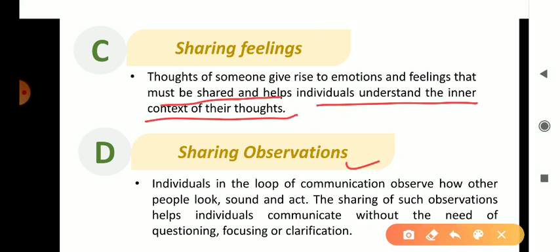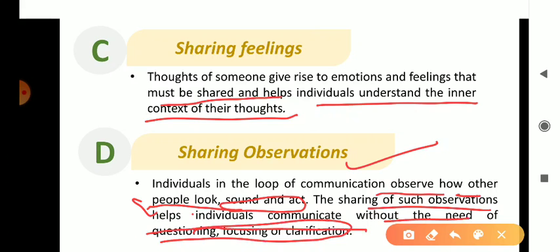Next one is sharing observation. Individuals in the loop of communication observe how other people look, sound and act. Understood? The sharing of such observations, if they are being shared by the other person after observation, helps individuals to communicate without the need of questioning, focusing and clarification, because it has already been cleared. Means after observation only they are communicating, so it won't need any questioning, focusing or clarification, so that it will make the communication effective.